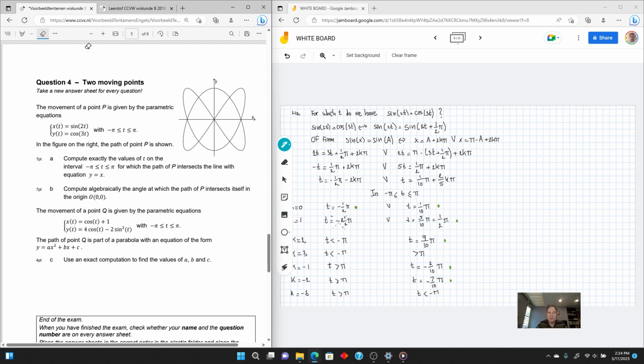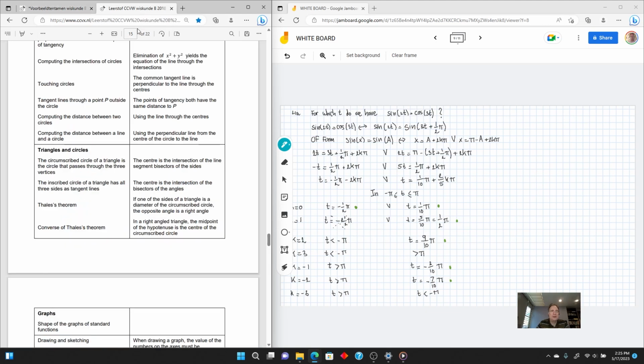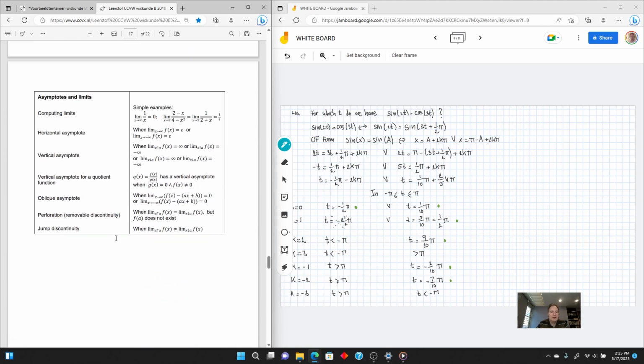We just need to set y equal to x, right? That's what happens when you intersect with this line y is x. So it means the sine of 2t is cosine of 3t. And here we just convert a cosine into a sine by using the symmetry relations given. Again, these are all listed in the syllabus.